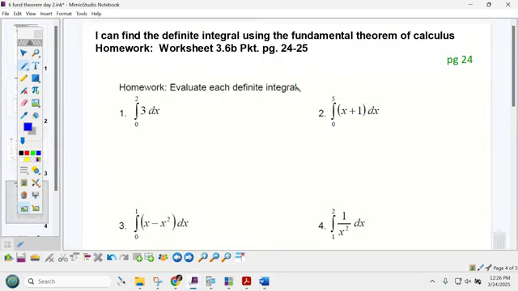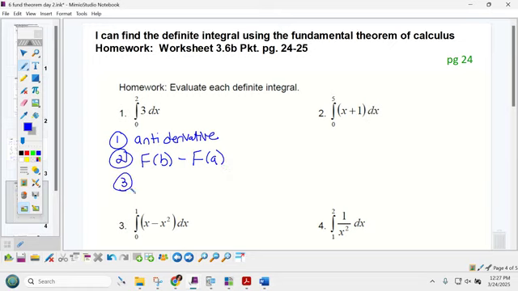Okay, so the rest of your practice today is page 24 and 25. On the test, there are 3 steps I'm going to be looking for. Step 1, the antiderivative. I want to see your power rule, or whatever the antiderivative rule is. Step 2, I'm going to want to see the b value plugged in minus the a value. For step 3, you can use the calculator and write out the final answer. So those are at least the 3 steps you have to show for every fundamental theorem of calculus problem.